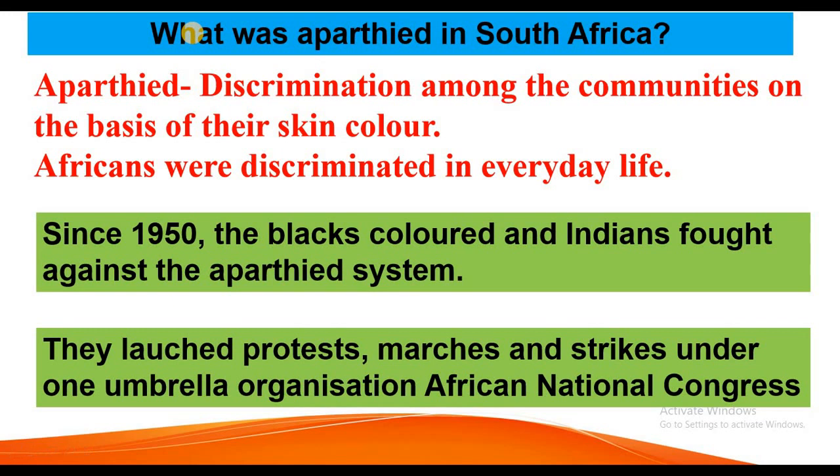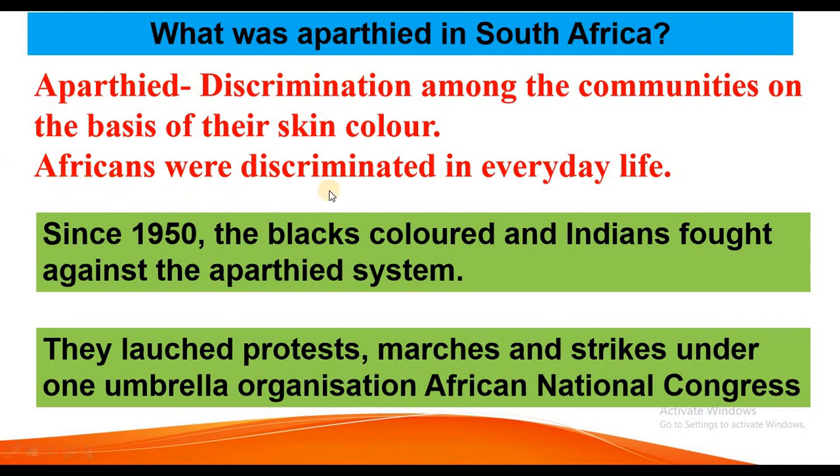What was apartheid in South Africa? Firstly, we should know what is apartheid. Discrimination among the communities on the basis of their skin color, like the blacks and whites. This discrimination could be seen in the USA and in South Africa. Now, what was apartheid in South Africa?